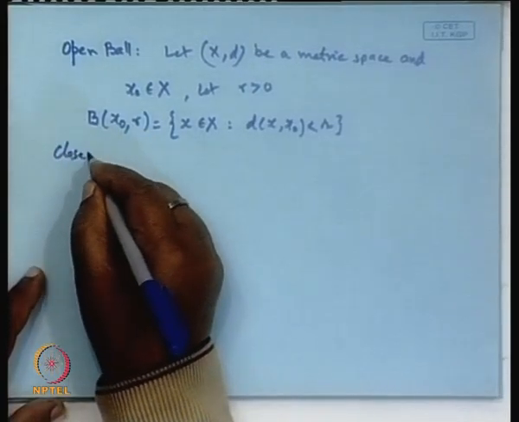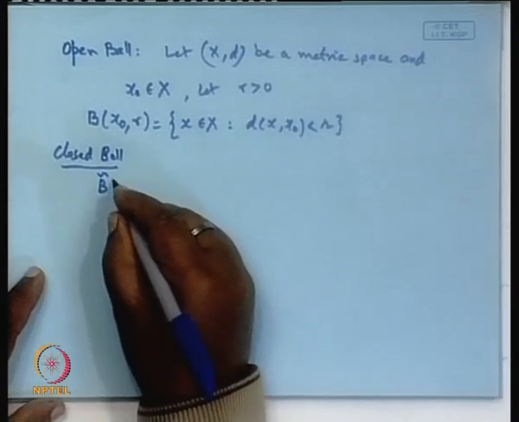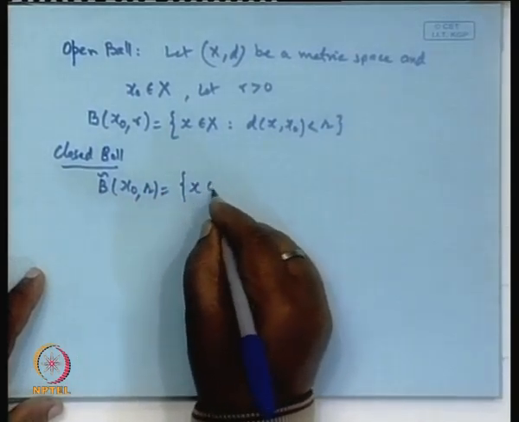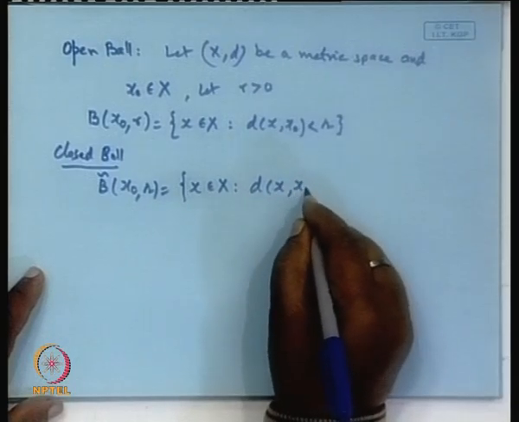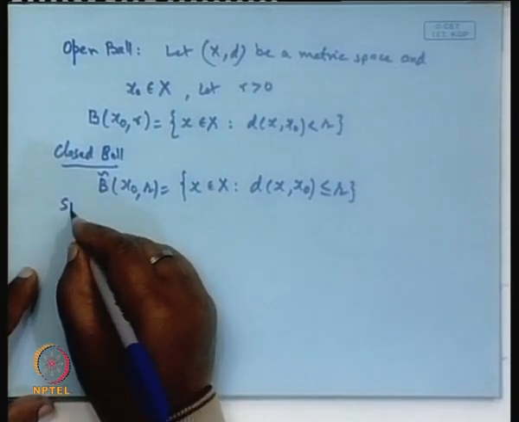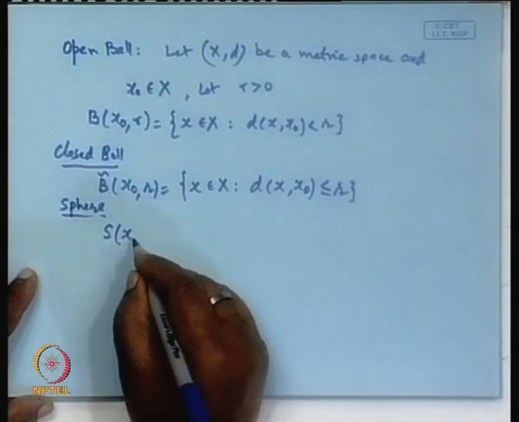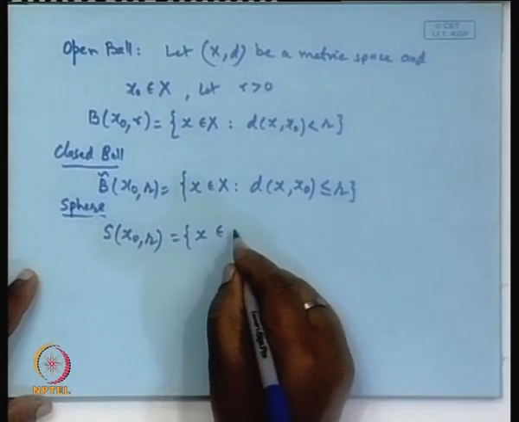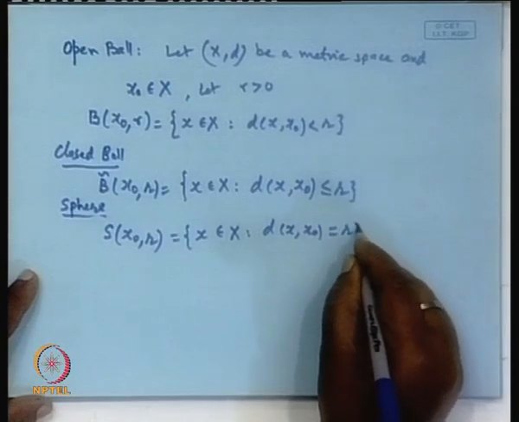The closed ball, in a similar way, we define and denote by B bar x naught R as the set of those points in capital X, where X, d is a metric space, such that the distance from x naught is less than or equal to R. The sphere, we denote this by S x naught R, that is the sphere centered at x naught and radius R is the set of those points of a metric space X whose distance from x naught is exactly R.